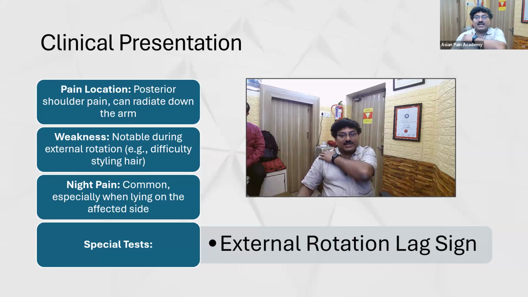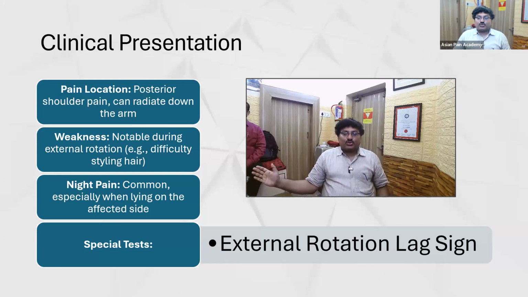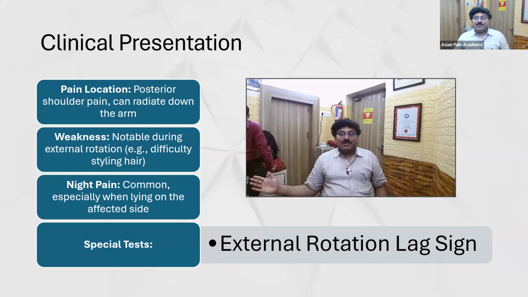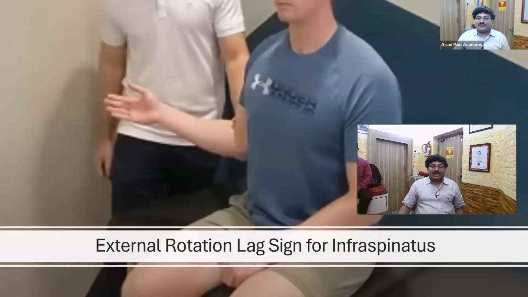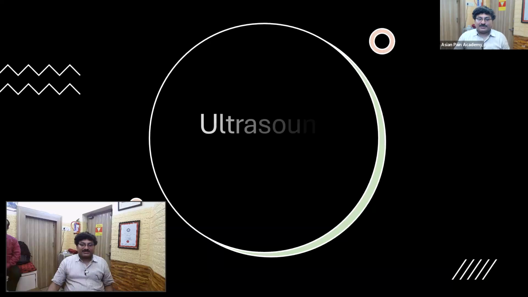Sometimes there could be weakness, and if you ask the patient to do external rotation, in the anterior shoulder problem we have seen that because of the pain, CHL thickening and adhesive capsulitis, the movement got restricted. But here, the weakness or lag sign may be possible because of weakness of the infraspinatus and teres minor. Sometimes the patients can have night pain, and among the tests we have the external rotator lag sign. That is for the infraspinatus, which we can examine in these conditions.